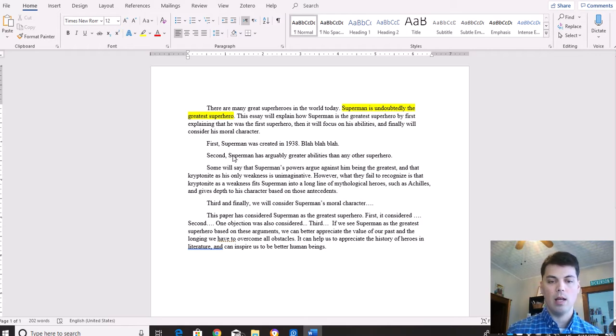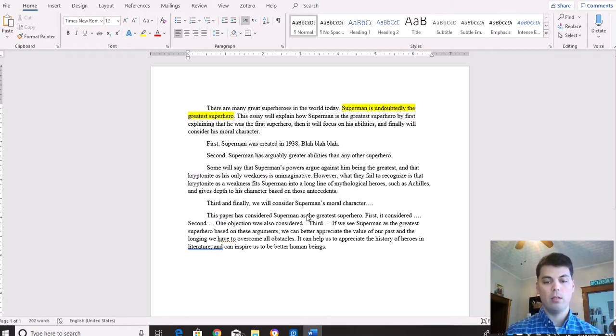So this is not my third point, this is just an objection based on my second point. So I'm going to defend why Superman is actually a good superhero, or the best superhero I should say, because of kryptonite, and how that's not something that weakens the case. Okay, third and finally, we will consider Superman's moral character, and I'm going to explain why that makes him the greatest.